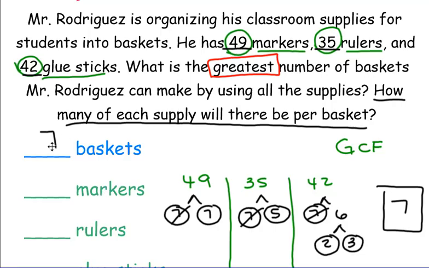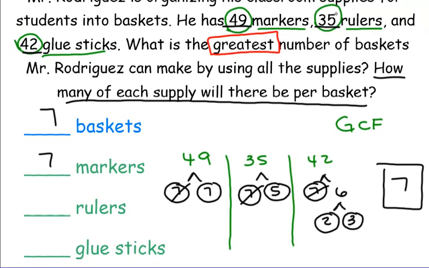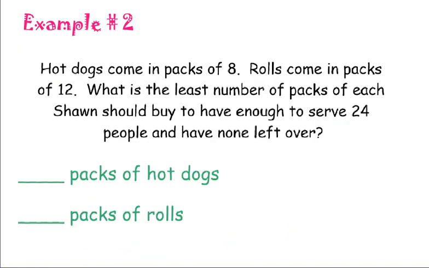What's 49 divided by 7? 7. Now let's do rulers. What's 35 divided by 7? 5. Now glue sticks. What's 42 divided by 7? 6. So what I did is I took each one of those numbers and I divided it by the GCF. Okay, so let's look at our next example.